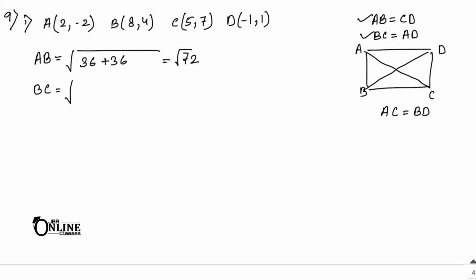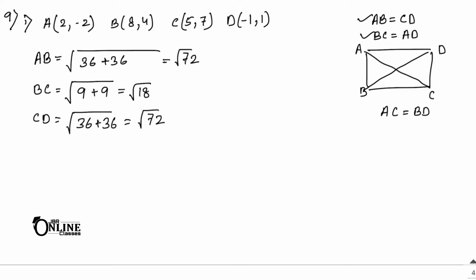Now here BC means 8 minus 4, so 3. 8 minus 5, it's 3, so 9. Then 4 minus 7, it's again 3, so 9. So that equals root 18. Now next one, CD, root over 5 minus minus, so it is 6, so 36. Then 7 minus is also 36, that equals root 72. Okay, and the last one AD equals 2 minus 1 is 3, so 9, plus 9, so it will be root 18. That means the opposite sides are equal.